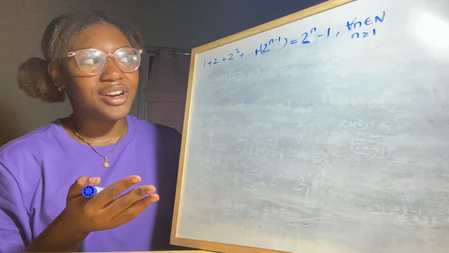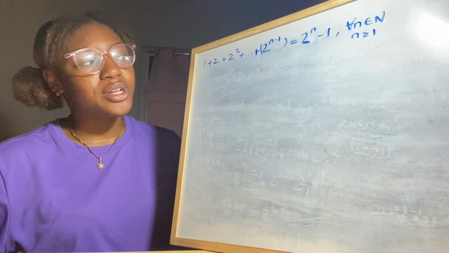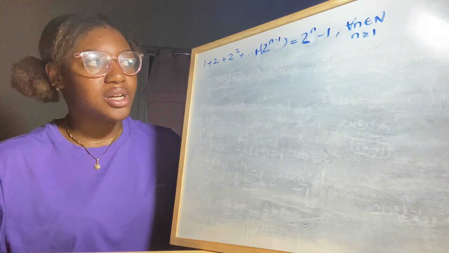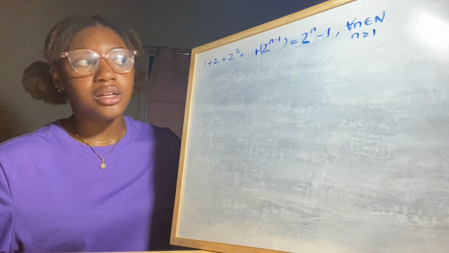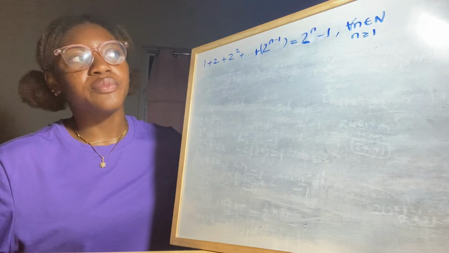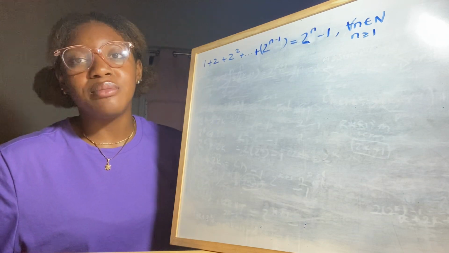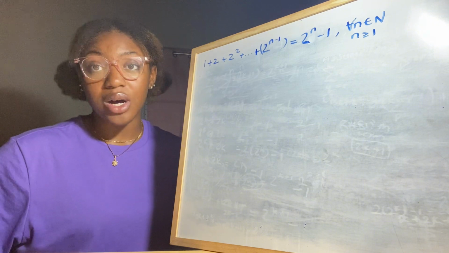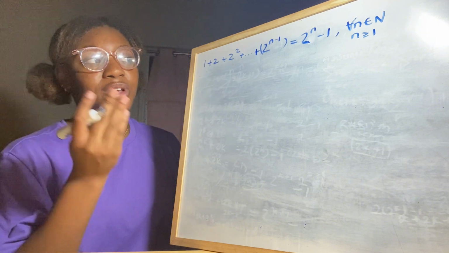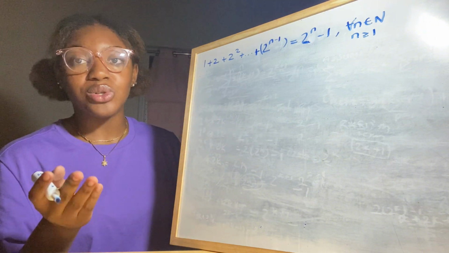And here we have our third example. So we have 1 + 2 + 2 squared + ... + 2 raised to the n minus 1 is equal to 2 raised to the n minus 1. And this is for every n that is a natural number where n is greater than or equal to 1. Our first step is to rewrite the left hand side in sigma notation.